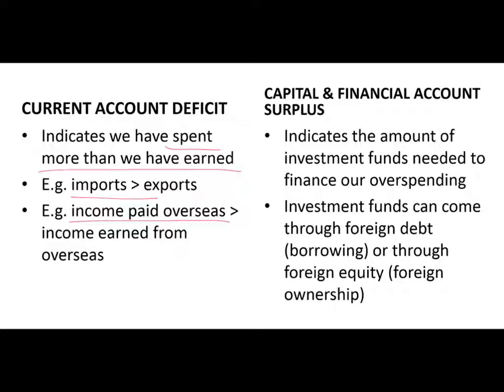We move then to the capital and financial account of the balance of payments. It indicates the amount of funds needed to finance the overspending. So if we've spent more than we've earned and there's an increase in that, then there's an increase in the amount of investment funds that we need to fund that. Those investment funds can come from foreign debt, for example by borrowing from overseas, or through foreign equity, for example selling shares to companies overseas.